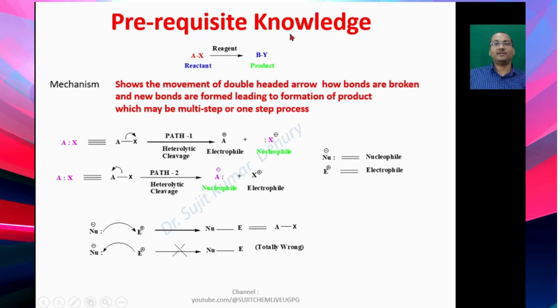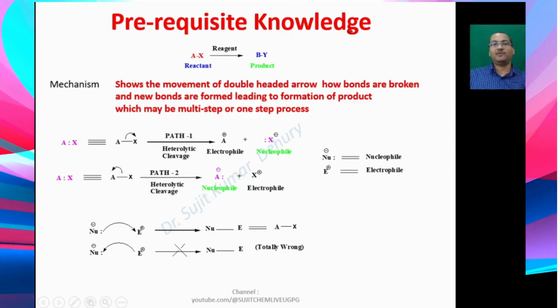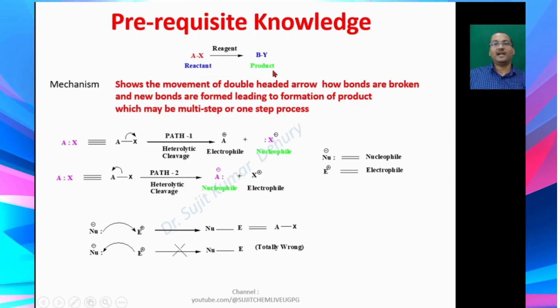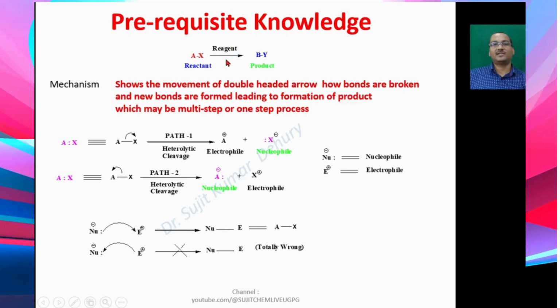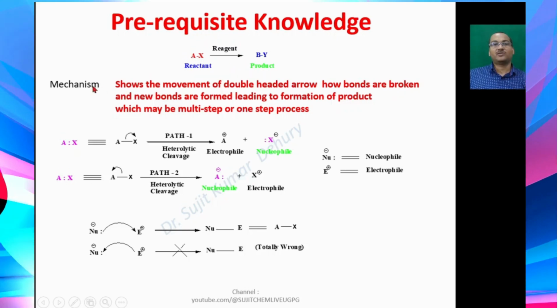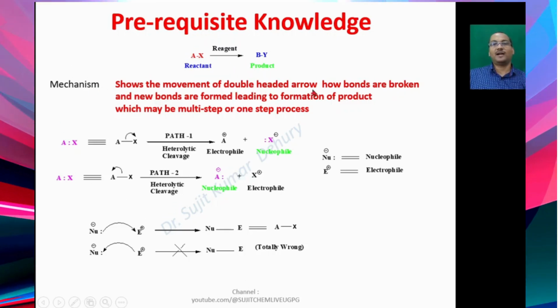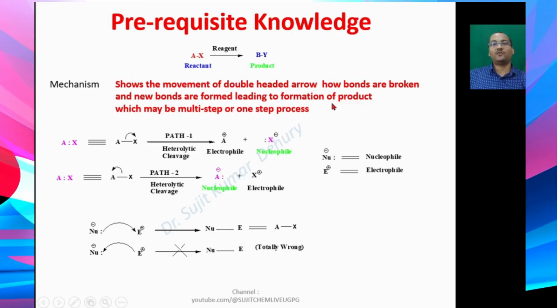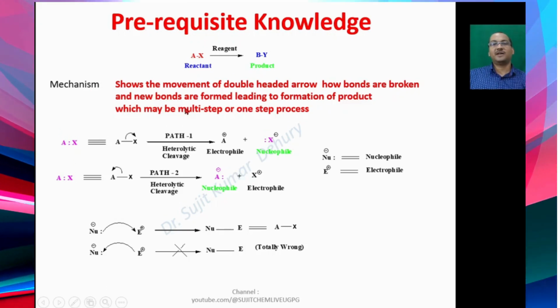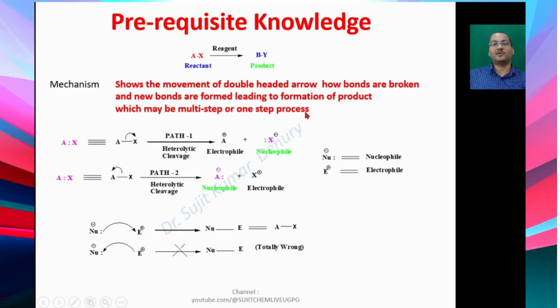This is the prerequisite knowledge everyone must have: how the reactant is converted to the product in the presence of a reagent is known as the mechanism. The mechanism shows the movement of double-headed arrows, how bonds are broken and new bonds are formed, leading to formation of the product, which may be a multi-step process or a one-step process.